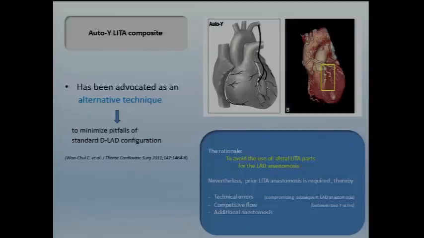Now, this alternative technique has been proposed to avoid using the distal LITA segment for the LAD. But again, the inherent problems of the previous technique remain, and we're still subjected to technical errors because there is a prior LITA anastomosis before the LAD. So we're still subjected to technical errors, to competitive flow between the two arms of this small Y composite, and an additional problem is that we have an additional anastomosis.